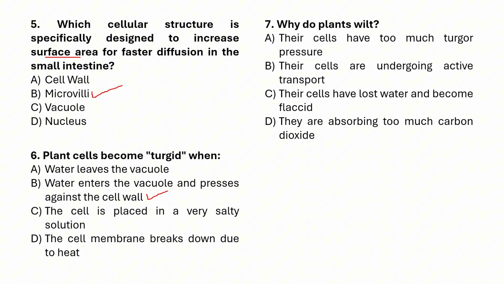Next question is, why do plants wilt? Here again the concept of turgor pressure. The answer is C, because wilting occurs when plants lose more water than they take in. So as water leaves the vacuoles, turgor pressure drops, the cells become flaccid and they can no longer support the plant's weight. So here the answer is C. This is the answer.